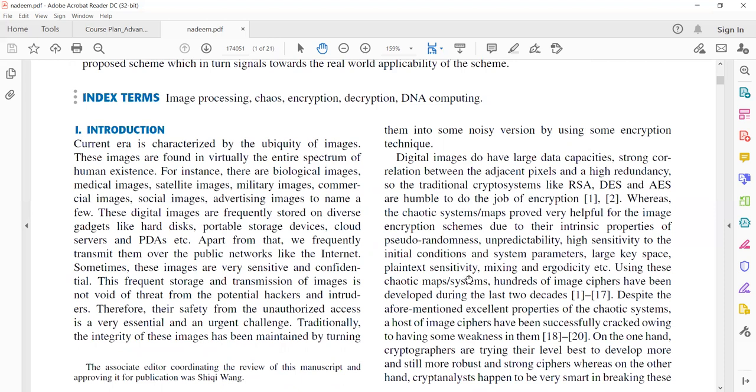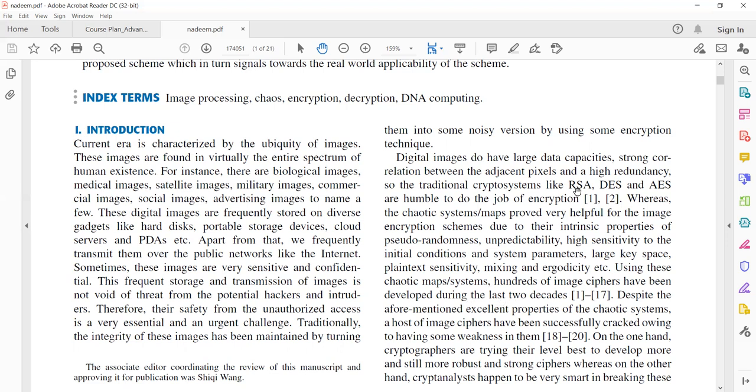And this is the introduction. Actually, images are very important. We deal with these images in our daily life. We frequently store them on our gadgets, and we frequently transmit them through some open channel like the internet. So they are under the constant threat from potential cryptanalysis savvy. Hence, security measures are required for their storage as well as their transmission from one component of the internet to another component.